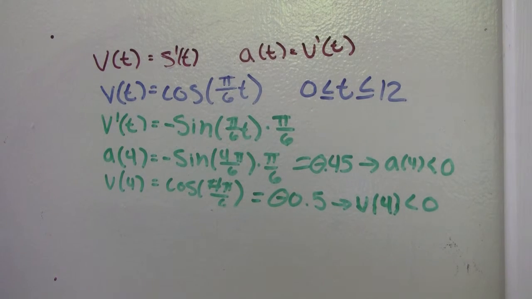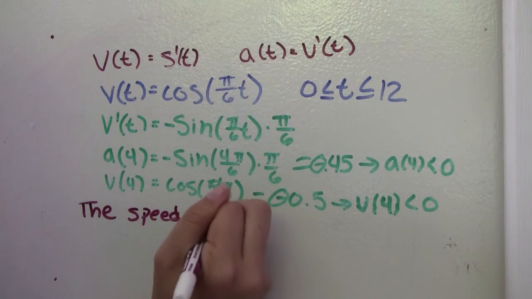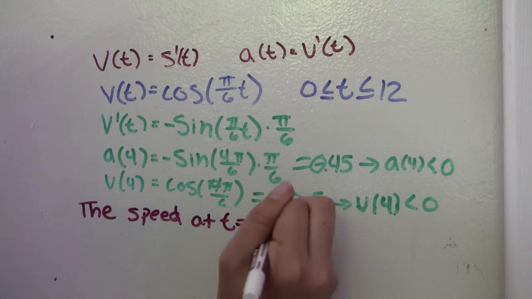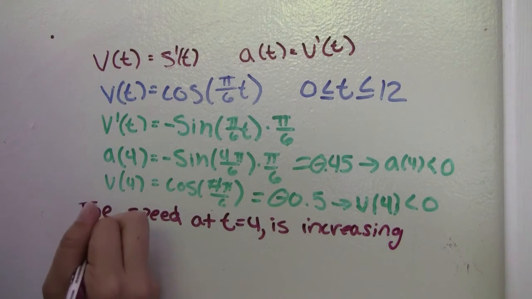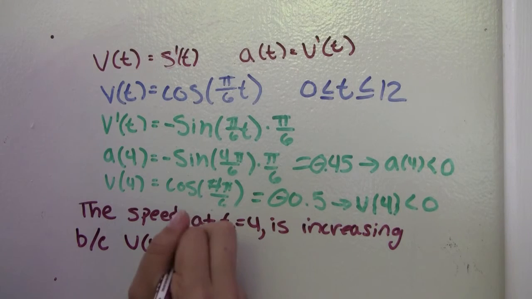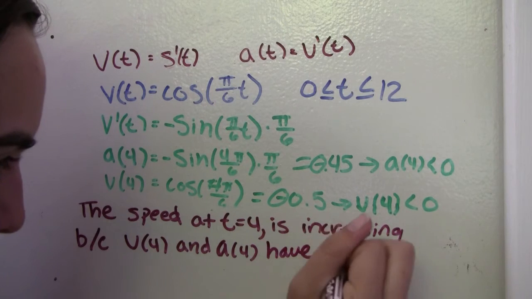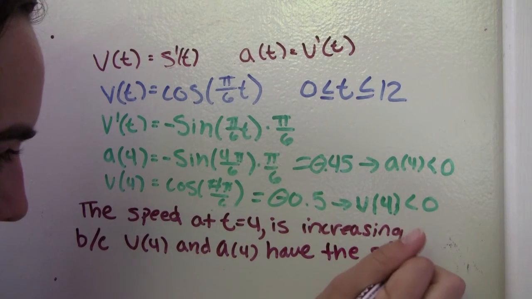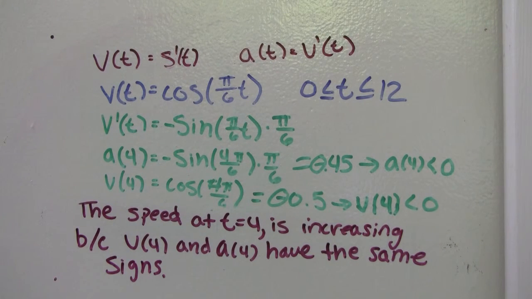With these results, we can say the speed at time t equals 4 is increasing, because v of 4 and a of 4 have the same signs. What this means is that if a of 4 and v of 4 are both negative or both positive, then our particle is speeding up. But if they're opposite, then the particle is slowing down.